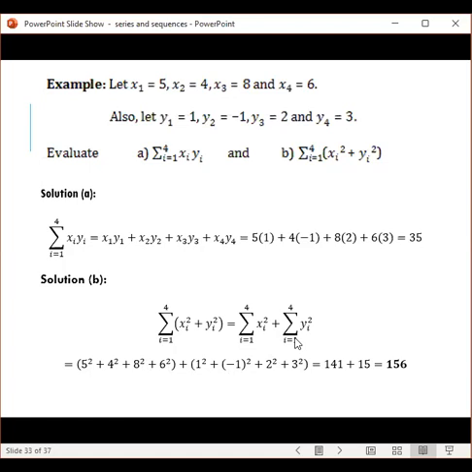And the summation of y sub i squared is 15. So we add these two, we get 156.